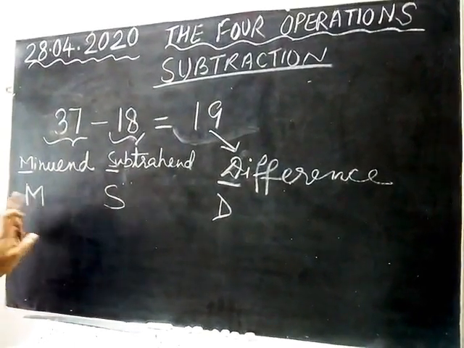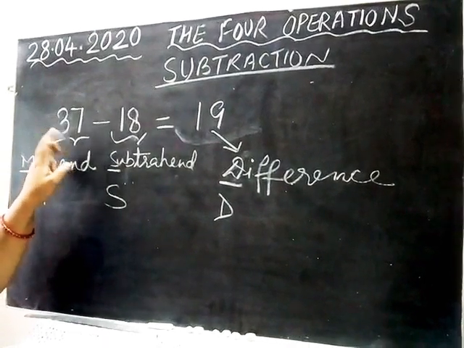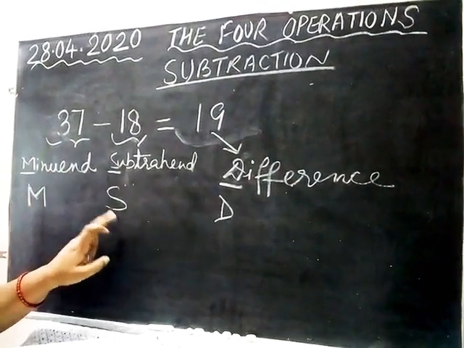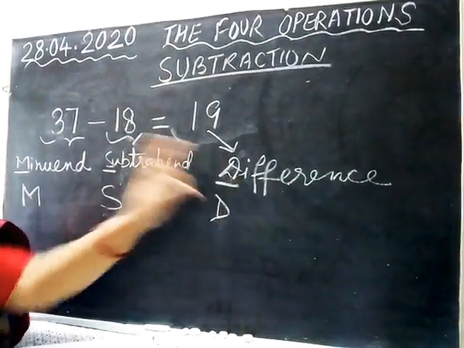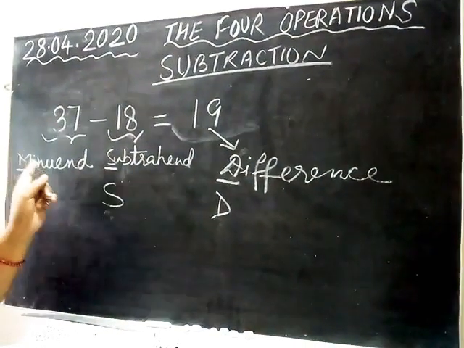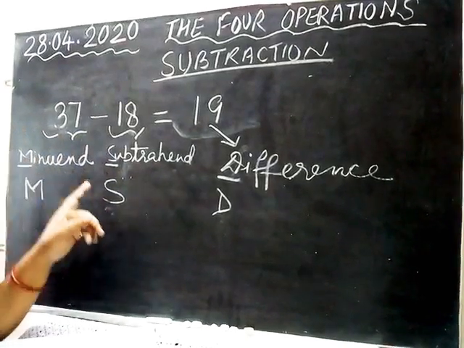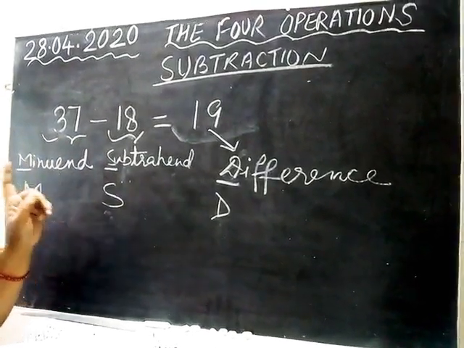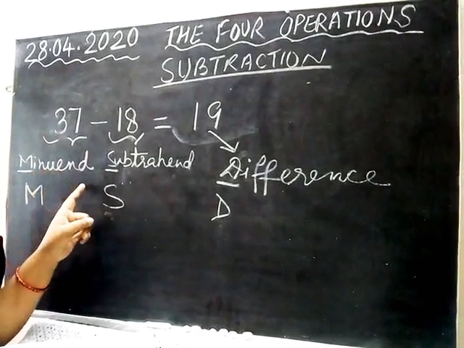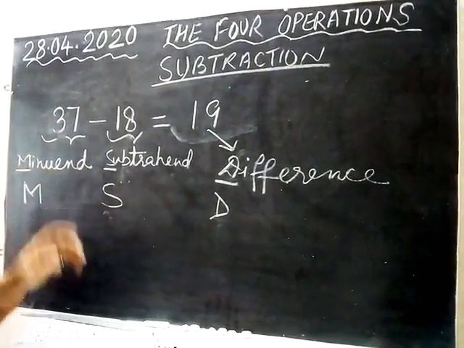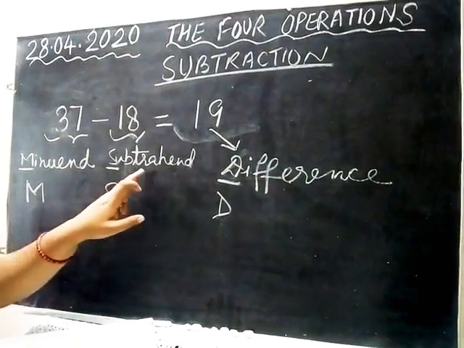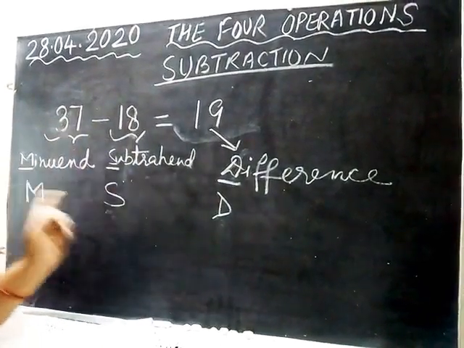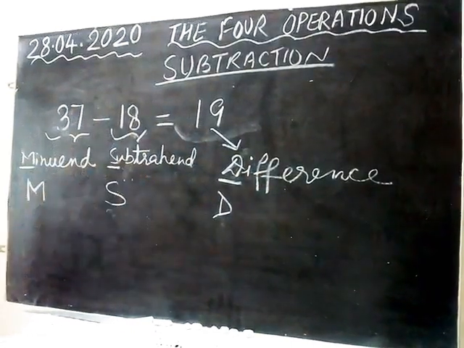M Mahendra, M minuend. The first, greater number is minuend. S Singh, S for subtrahend. D Dhoni, D for difference. I hope you will remember this, and these questions, children, you will get 100% either in fill in the blanks or MCQ. Like, the number which is subtracted from the greater number is called dash. What is it called? Subtrahend. Okay. So this way learn these names of the numbers.